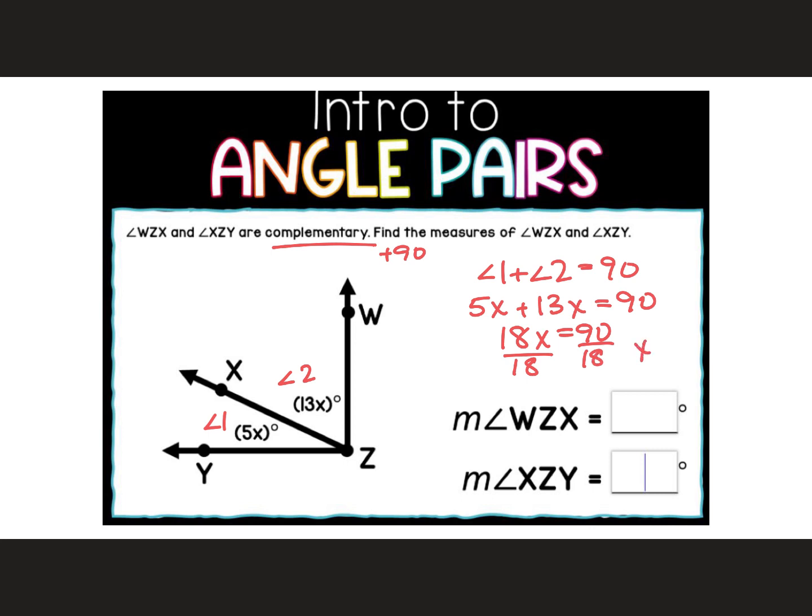And x would be 5. And then we plug that back in. So here, this would be 5 times 5. So that's 25. And over here, we'd have 13 times 5. And that's 65. And we just gotta make sure we put them in the right spot. So the first angle is WZX. So that one is 65. And angle XYZ is 25. And when I look at these, if I were to add these together, 65 and 25 is 90.